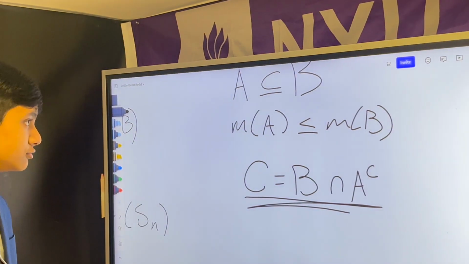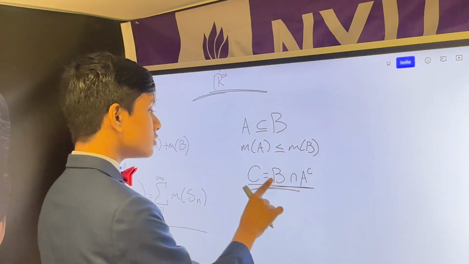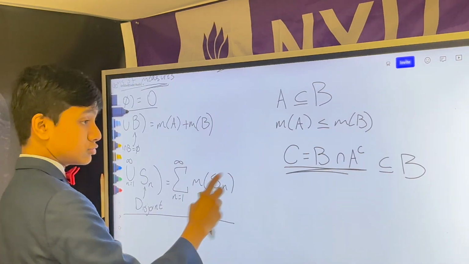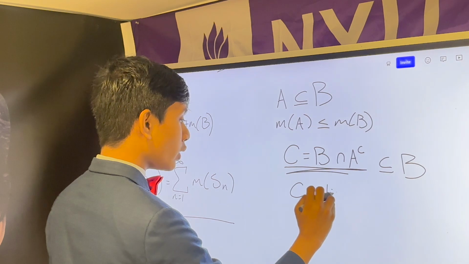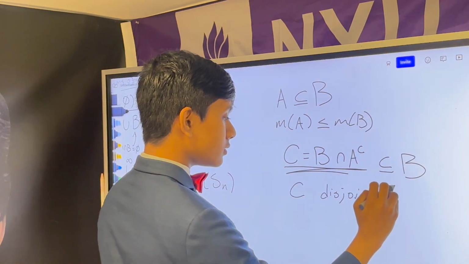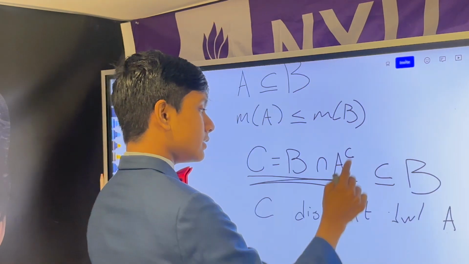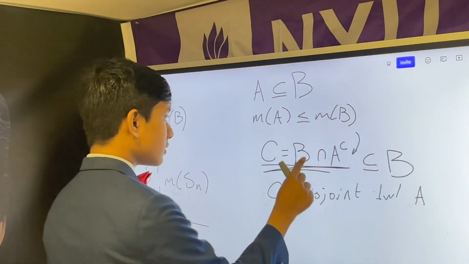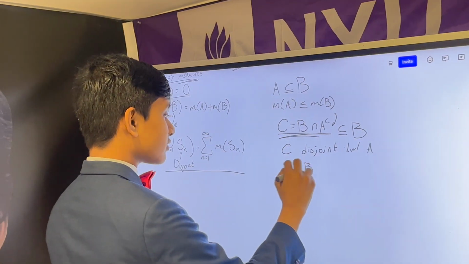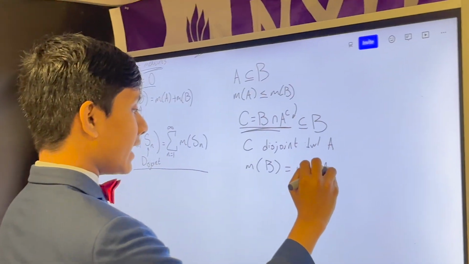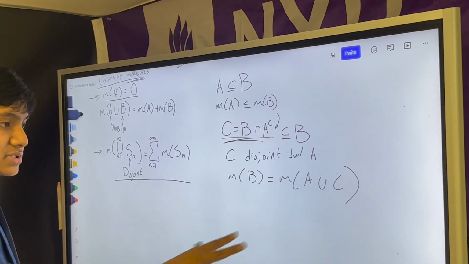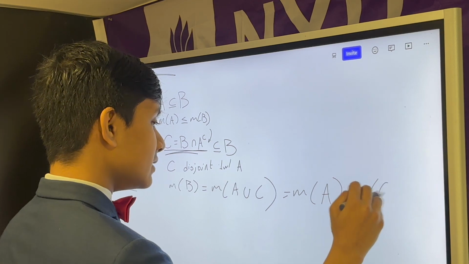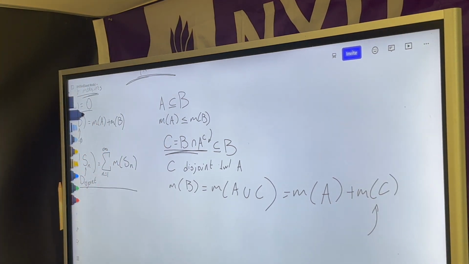So this is a new set of its own, and we can also safely say that this is a subset of B, right? And then we can also safely say that C is disjoint with A because all of the elements within it are also part of A complement. So we can be confident that the measure of B, which is equal to the measure of A union C, by this axiom, since these two are totally disjoint, is equal to the measure of A plus the measure of C, which has to be greater than or equal to 0.